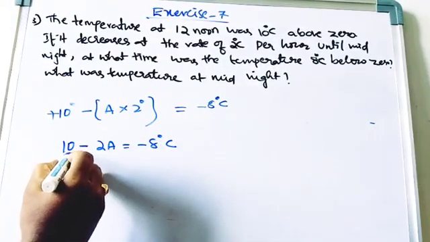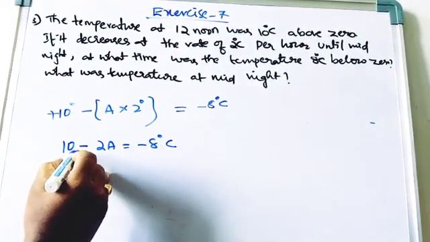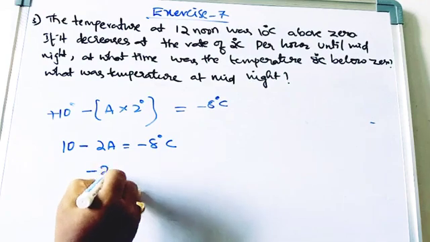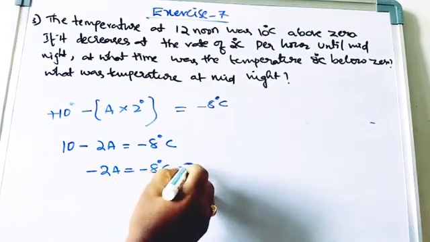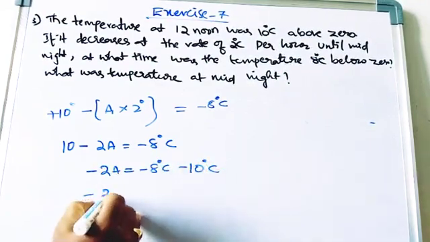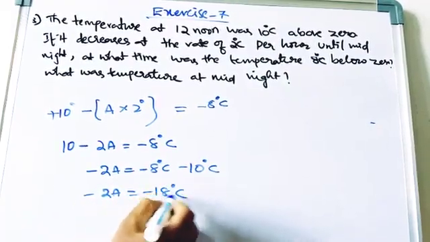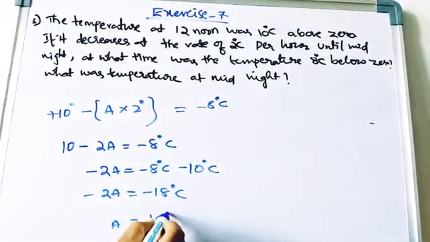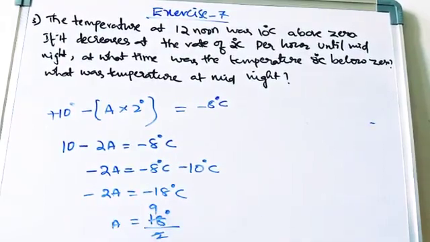So we transpose this 10 to the right side. So minus 2a is equal to minus 8 degrees centigrade minus 10 degrees centigrade, that is minus 2a is equal to minus 18 degrees centigrade. Then a is equal to 18 by 2, that is 9. So at what time? At 9 p.m. the temperature was 8 degrees below zero.